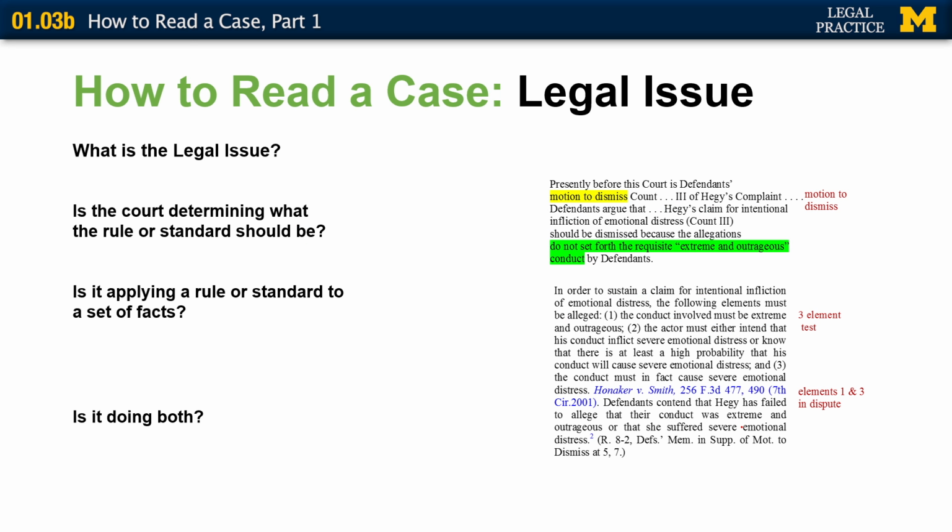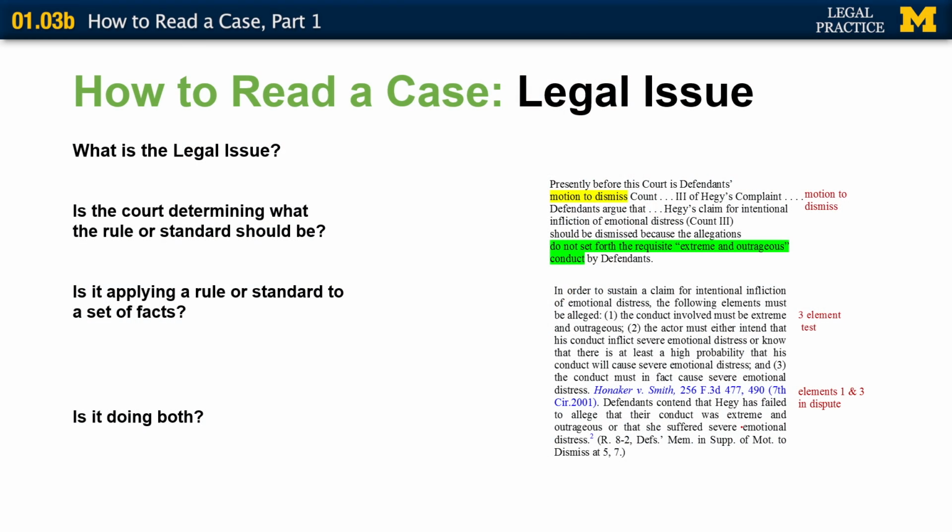Okay, after looking at the facts of the case, you'll want to identify the legal issue or issues at stake. And here the court tells you those legal issues in a pretty straightforward, easy way, which is kind of nice. That doesn't always happen. But the court tells you that presently before the court is the defendant's motion to dismiss on this issue of intentional infliction of emotional distress that I'll abbreviate IIED throughout the rest of this segment. And specifically, since it's a motion to dismiss, whether the facts as stated by plaintiff can set forth the extreme and outrageous conduct that's required in order to prove IIED.